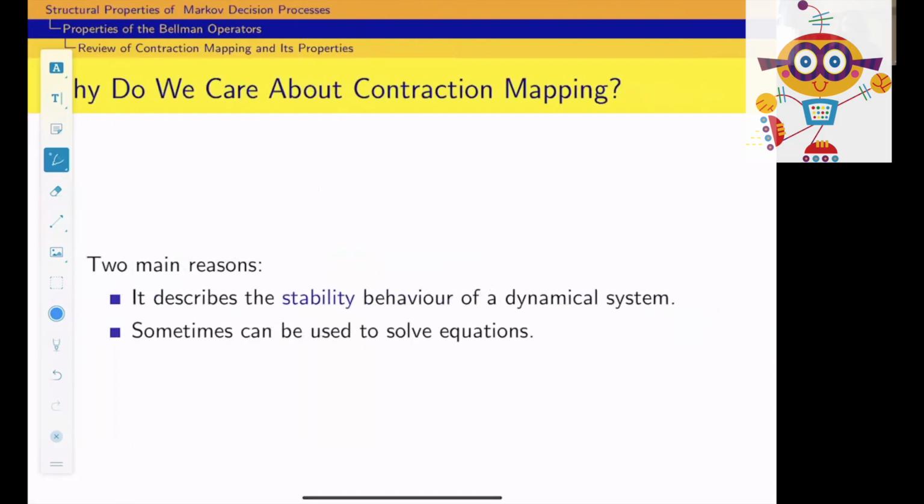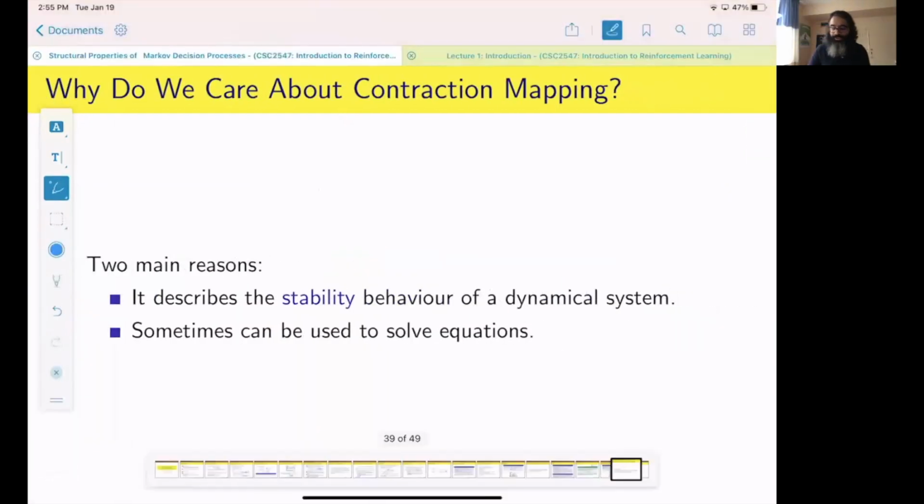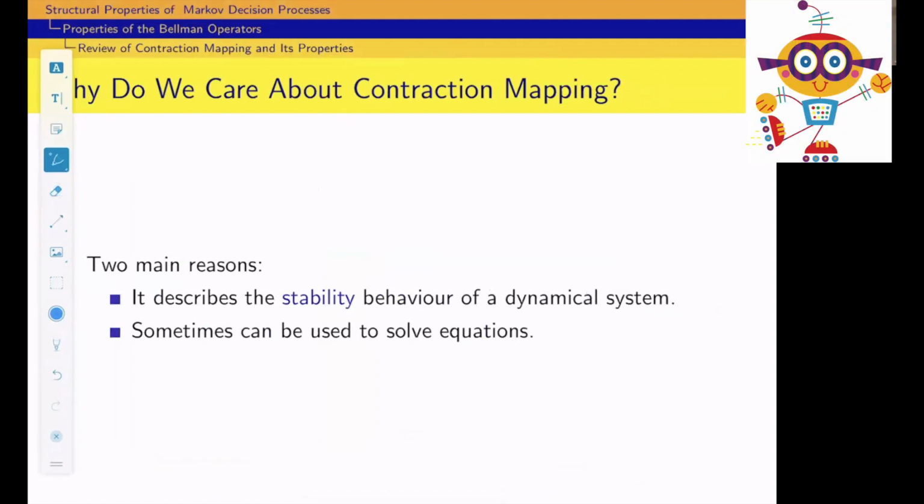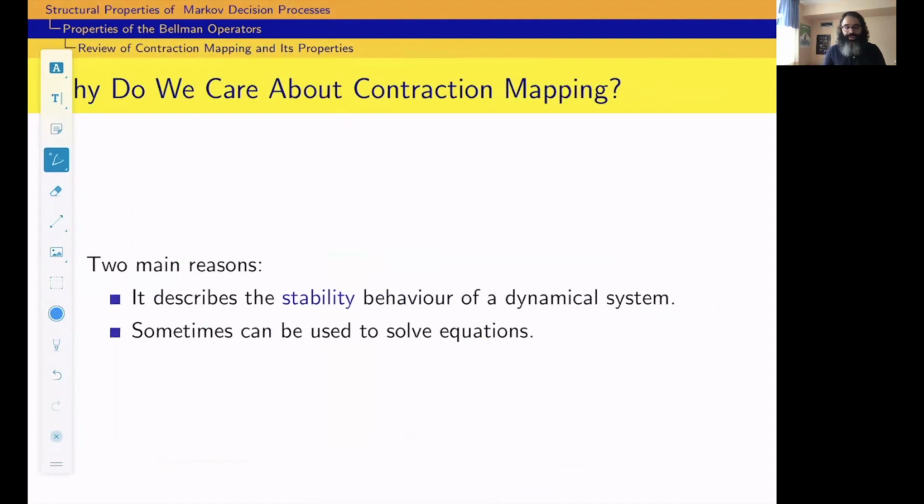Okay, so why do we care about contraction mapping? There are two reasons, essentially. One is that it describes the stability of certain dynamical systems. I'm going to describe what a dynamical system is. The other one is that it can sometimes be used in order to solve equations, not only linear equations, but sometimes nonlinear equations.